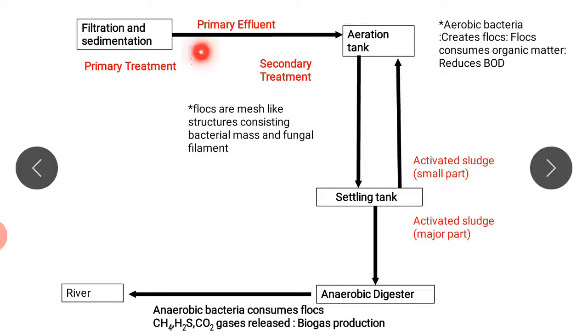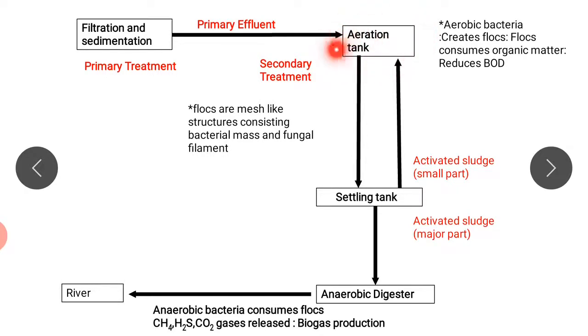The stages of this treatment: first of all, the wastewater is allowed to go through the primary treatment, where filtration and sedimentation are done, as discussed in previous slides. So all the floating materials and heavy materials are removed. Then the liquid present above the sludge, that primary effluent, is allowed to pass through an aeration tank where additional oxygen is provided.